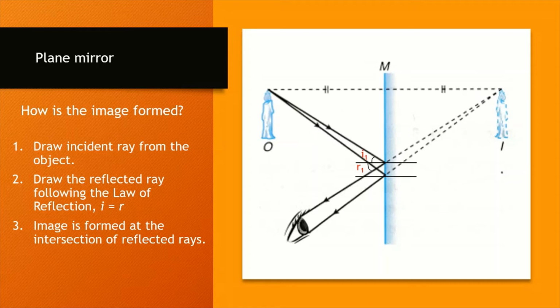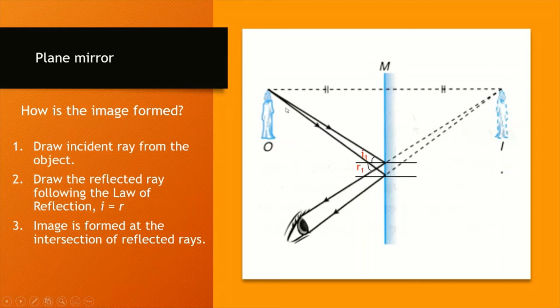To know how the image is formed, first we must learn how the rays are reflected. Let's take the candle as an object. So draw an incident ray from the object to the mirror. Then next, draw a normal. Normal is a line that is 90 degrees to the mirror. With that, we can determine the incident angle, I1. By following the law of reflection, we know that I1 will equal R1. The incident angle will equal the reflected angle. So with that, we draw the reflected ray.